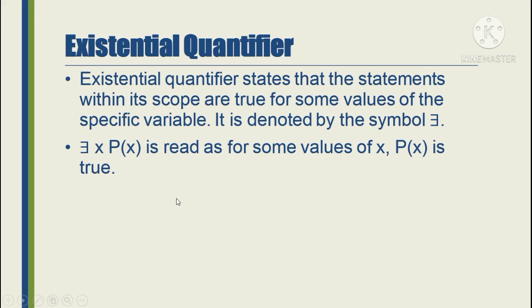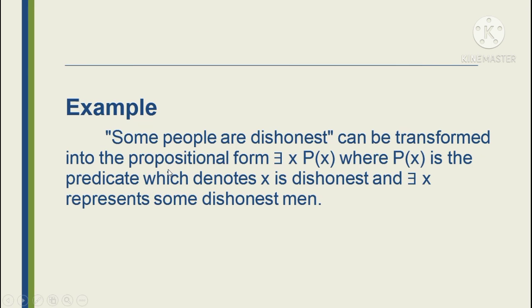Example natin, we could say that ∃x P of X is read as for some values of X, P of X is true. So example, "some people are dishonest." Okay. Some people are dishonest. So it can be transformed into propositional form. So ito yung baliktad na E.